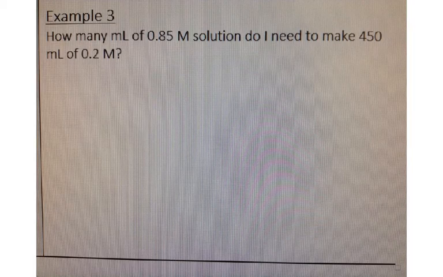So now looking at example 3, it says how many milliliters of 0.85 molar solution do I need to make 450 milliliters of 0.2? So looking at my portions, I know that these milliliters and that molarity go together, and the 450 milliliters and the 0.2 molar go together. Once again, it doesn't matter what I assign as M1 V1 or M2 V2, but I see that I'm given milliliters. So I'm going to say that that milliliters is volume 2 of 0.85 molar, so I know that's got to be my M2. I look at the 450 milliliters, which is my V1, of my 0.2 molar, which is M1.